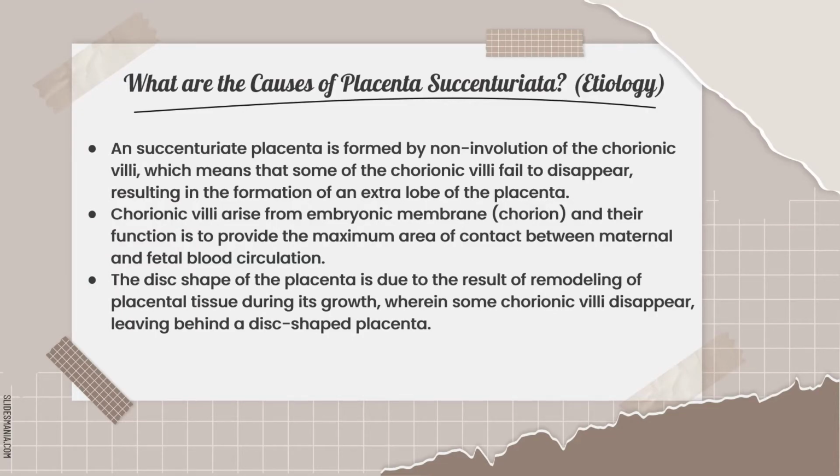What are the causes of placenta succenturiata, or the etiology? A succenturiate placenta is formed by non-involution of the chorionic villi, which means that some of the chorionic villi fail to disappear, resulting in the formation of an extra lobe of the placenta. Chorionic villi arise from the embryonic membrane or the chorion, and their function is to provide the maximum area of contact between maternal and fetal blood circulation. The disc shape of the placenta is the result of remodeling of placental tissue during its growth, wherein some chorionic villi disappear, leaving behind a disc-shaped placenta.